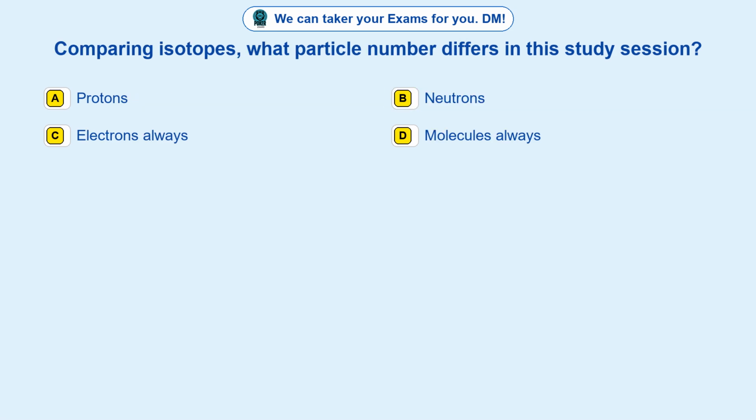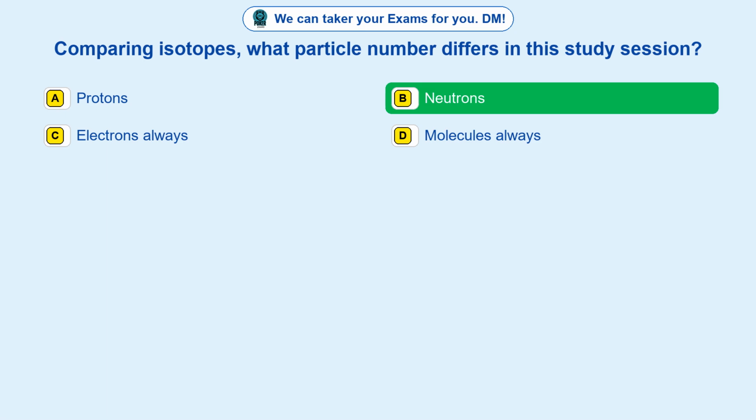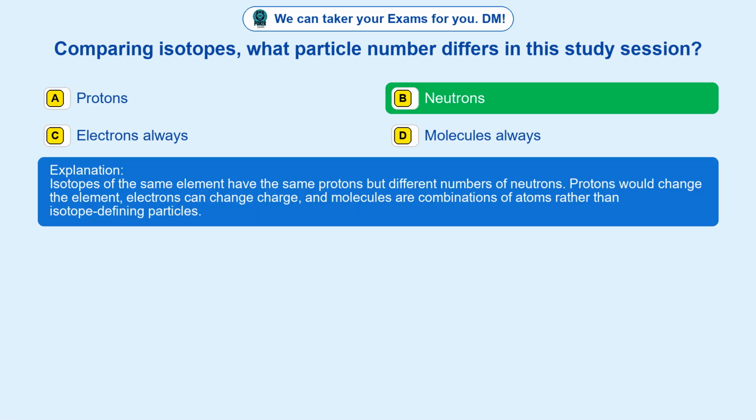Question 42. Comparing isotopes, what particle number differs in this study session? Option A, protons. Option B, neutrons. Option C, electrons always. Option D, molecules always. The correct answer is option B, neutrons. Isotopes of the same element have the same protons but different numbers of neutrons. Protons would change the element, electrons can change charge, and molecules are combinations of atoms rather than isotope-defining particles.